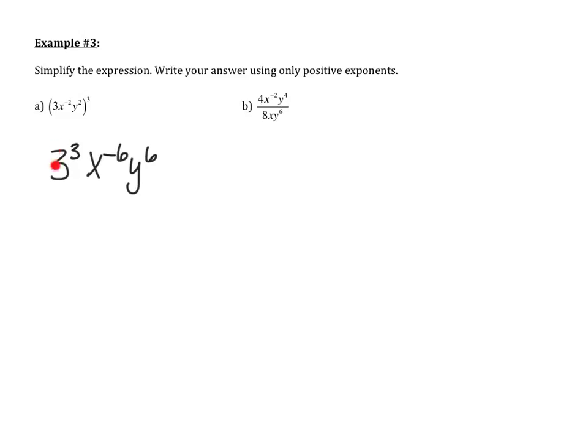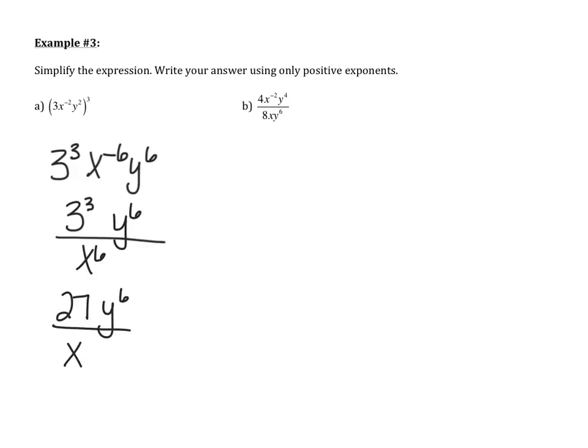So this 3 has a positive power, so it's going to stay in the numerator. This x to the negative 6, that's a negative power, so it's going to move to the denominator. So again, the 3 to the third is going to stay where it's at. The x to the 6th will go to the denominator, and the y to the 6th will stay in the numerator. So the last thing I need to do is just multiply out what 3 to the third is. So 3 times 3 times 3 is 27. Y to the 6th over x to the 6th.